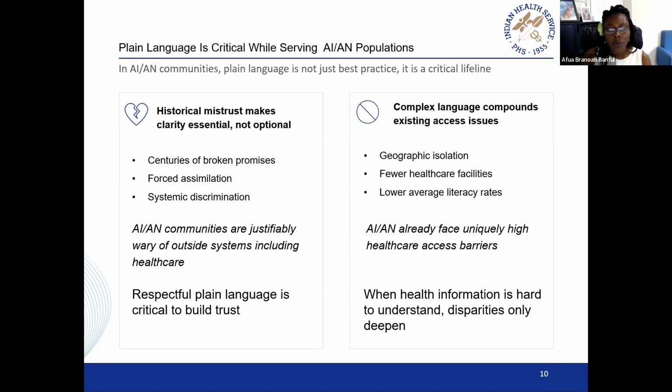So let me just hear, you're saying that within the IHS system, there is some amount of this respectful plain language. Basically, there is some trust that has been built.